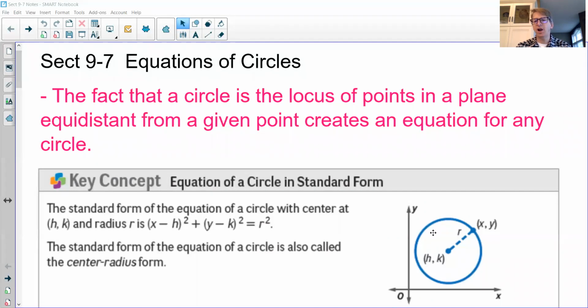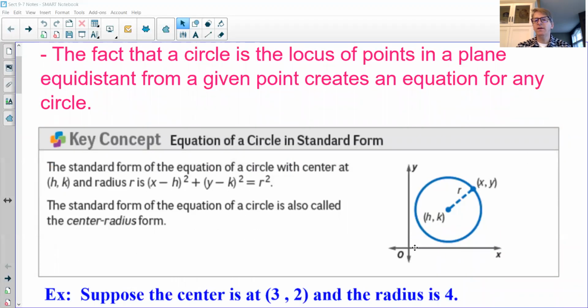Now here's a little diagram over here. You can see the center of this circle would indicate h, k, and the radius is r. So the standard form of the equation is the following: x minus h, that quantity squared, plus y minus k, that quantity squared, is equal to r squared. This is called the standard form of the equation of a circle. It is also called the center-radius form.